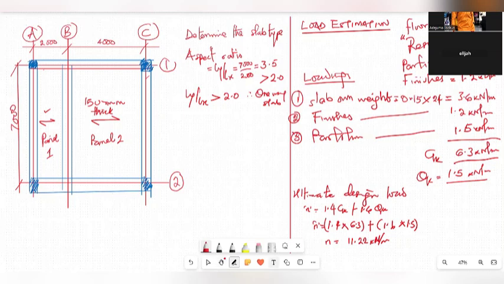Now I want you to do something. Let's assume that this load is for panel one. I want you to obtain the loadings for panel two, with this information.